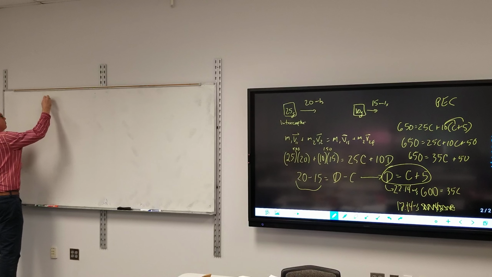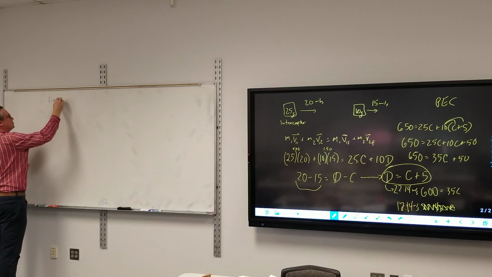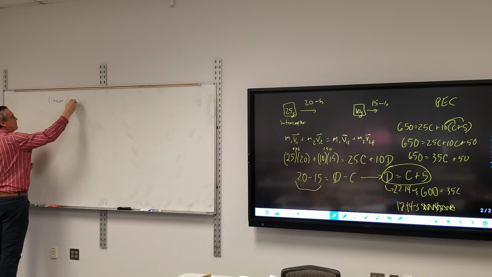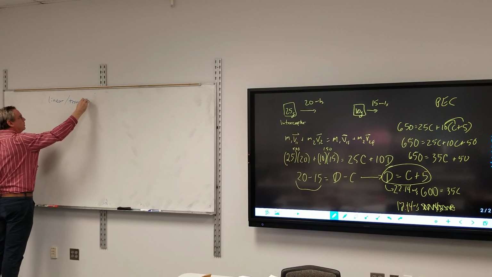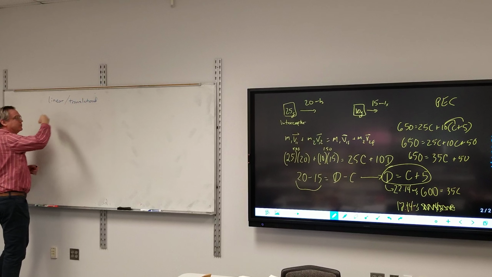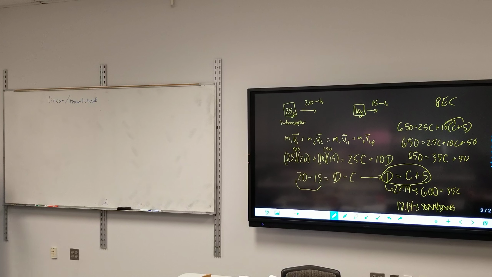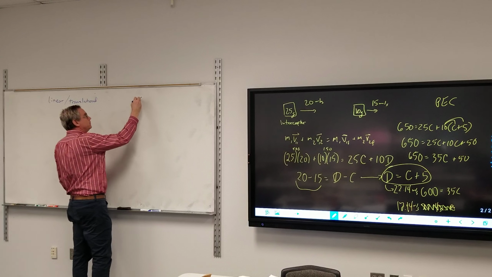All right, so far we've pretty much dealt with linear, also known as translational motion. I think I've only referred to it as linear or just left it off. If I say momentum without any qualifier, it's assumed linear momentum, as opposed to the other type of momentum, which is angular or rotational.